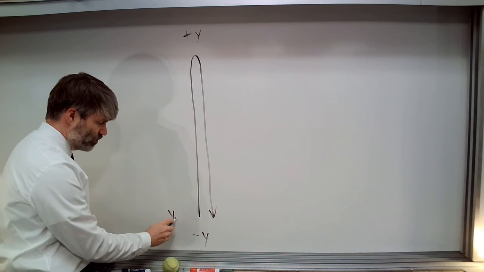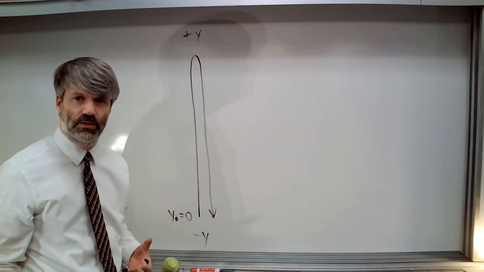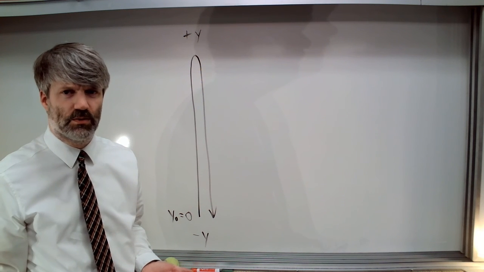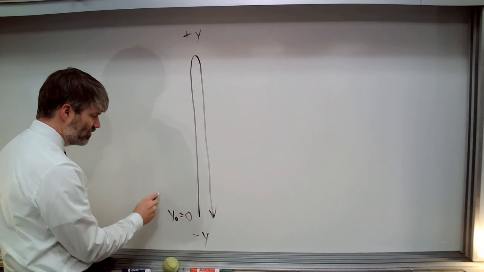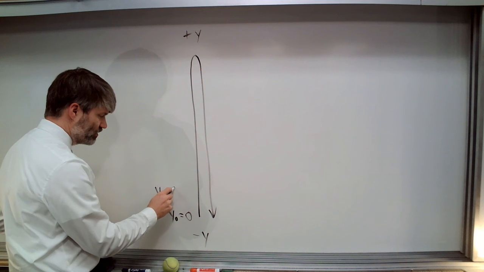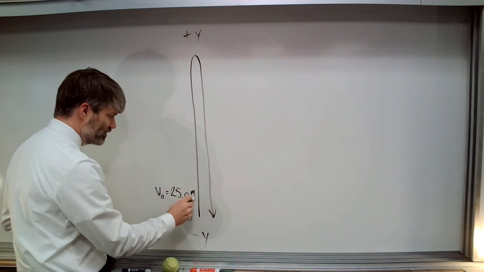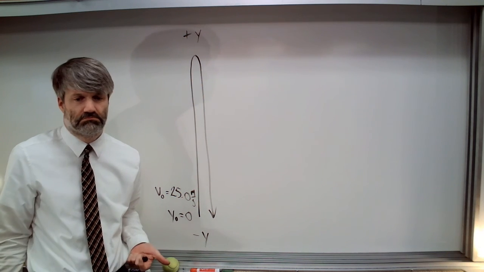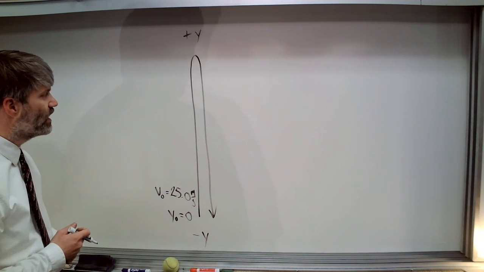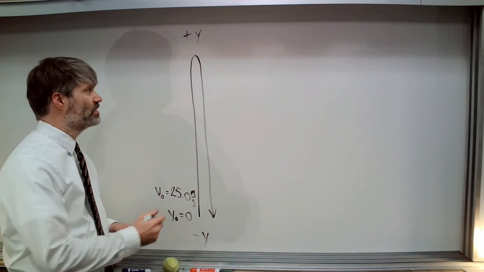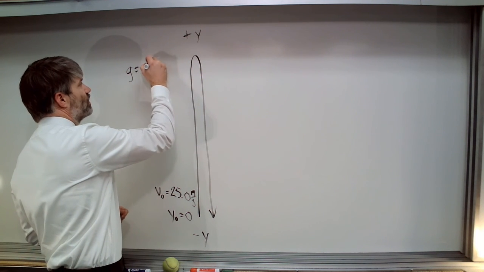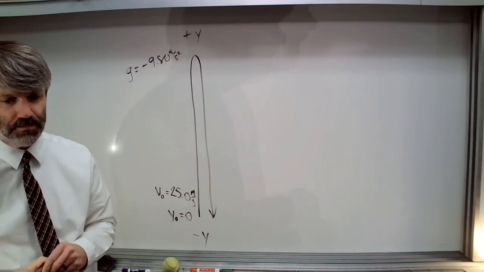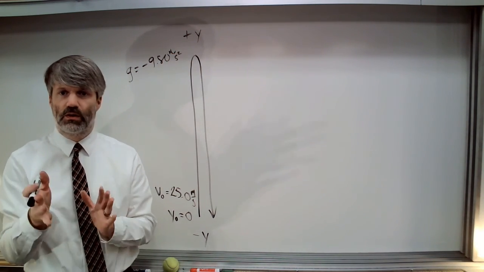We'll start y naught as 0 because I don't see why we would do it any other way, right? V naught is again 25.0 meters per second. Okay, and the acceleration due to gravity is negative 9.8 meters per second squared. All things that we know.